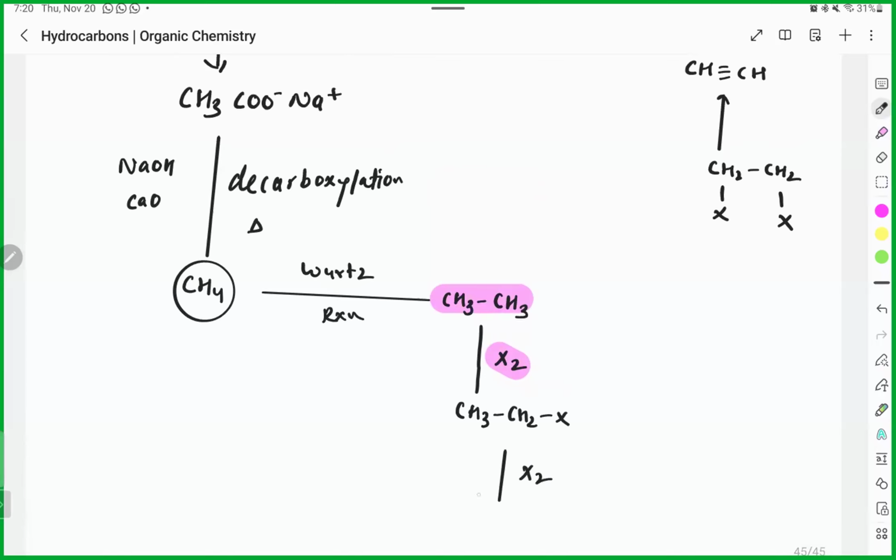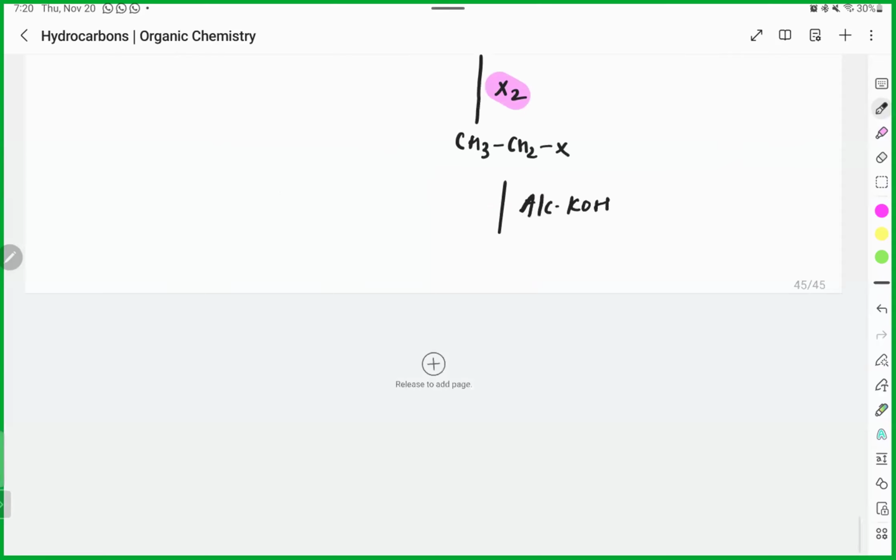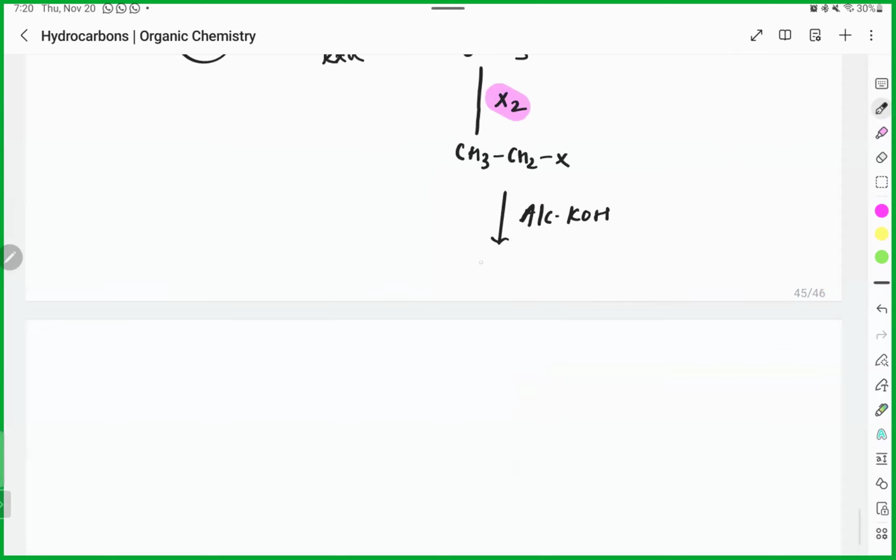Now, if you add one more halogen in this, you cannot do. Why? Already you have halogen. That's why. What will you do? Alcoholic KOH. Sania, what will be the product in alcoholic KOH? Sir, CH3CH=CH2. Elimination reaction.